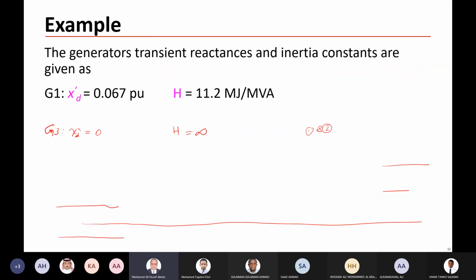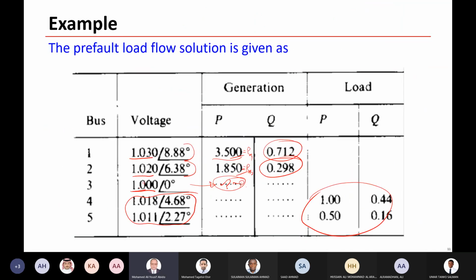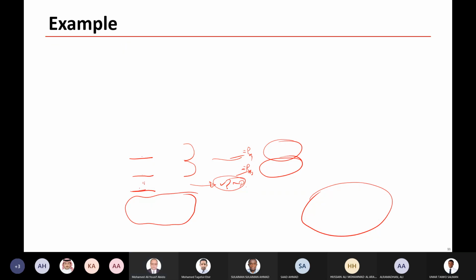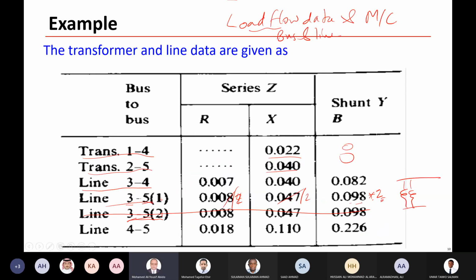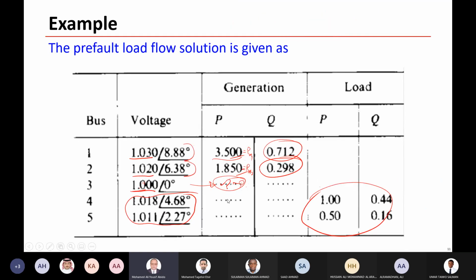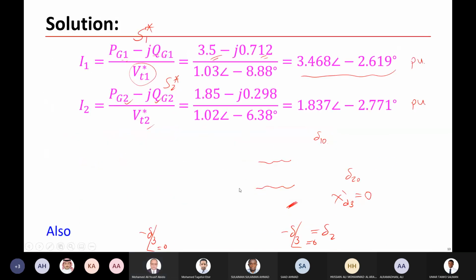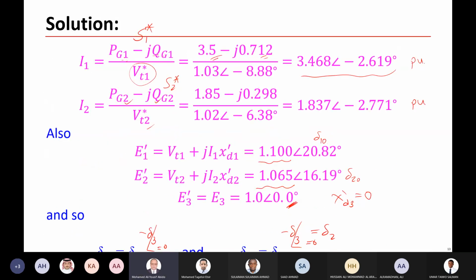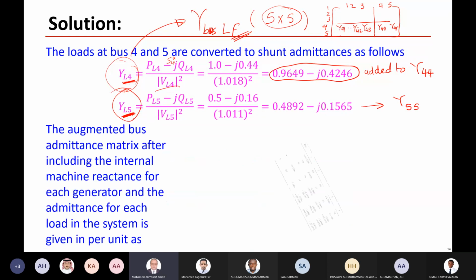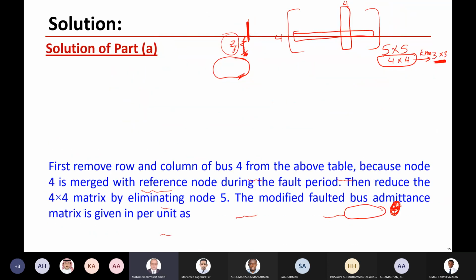If you look at the line data, you have a resistance here. So if you have a resistance here, we expect the power angle equation is not purely sinusoidal, but you have this constant value, and you have also the angle shifted by gamma. So this is the reason.